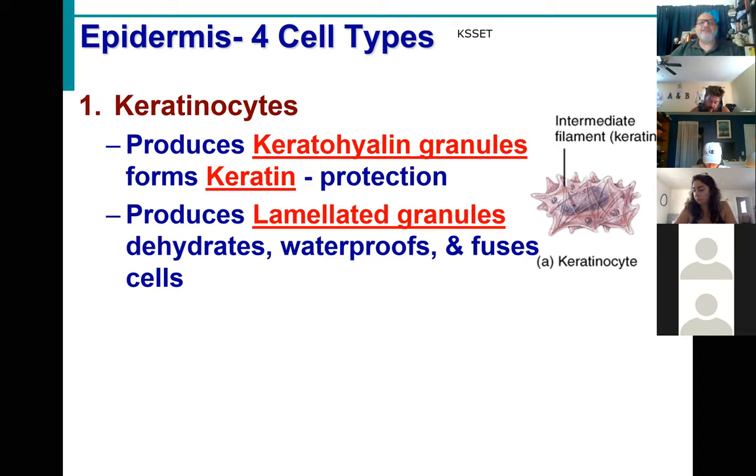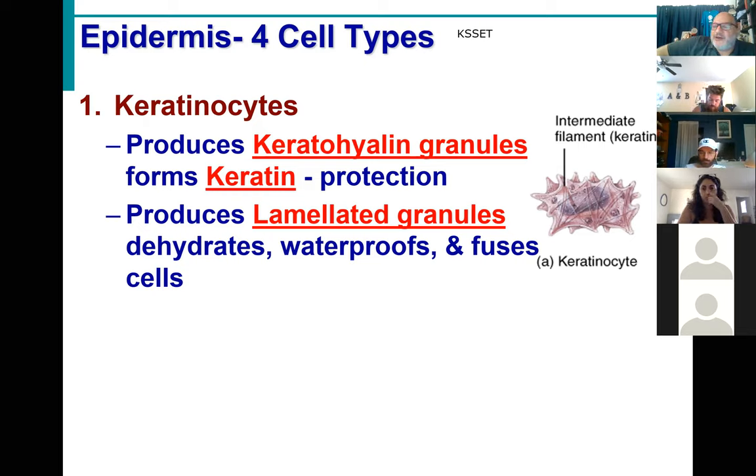And again, these make up close to 99% of the cells of the epidermis. So if you were to take a dart and throw it at the epidermis, A, it would hurt, but B, you would most likely hit a keratinocyte. They make up 99% of the cells that make up the epidermis. So when pointing at the epidermis of the skin and I ask you to identify the cell, your best bet answer is going to be a keratinocyte.